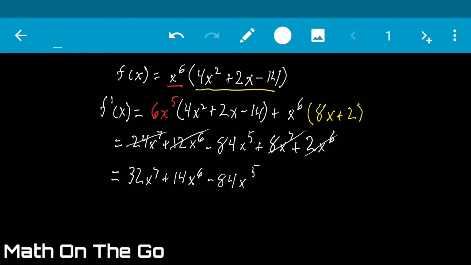And that is our final answer for this derivative. Now I have one more example to show you. This is going to be a little more complicated. It's got the fourth square root. So let's go ahead and get into that example.